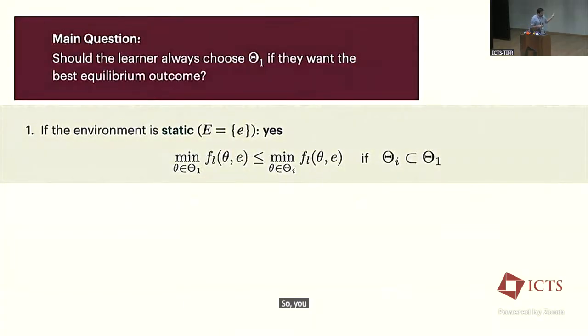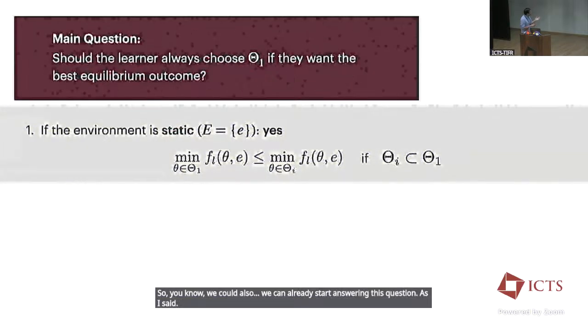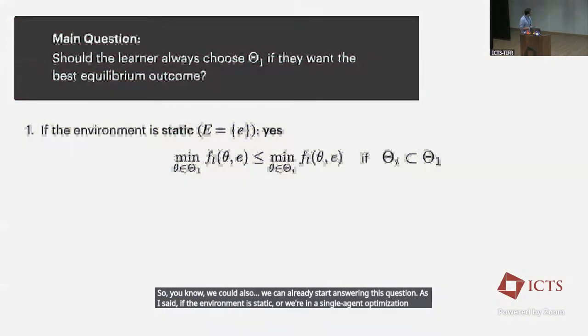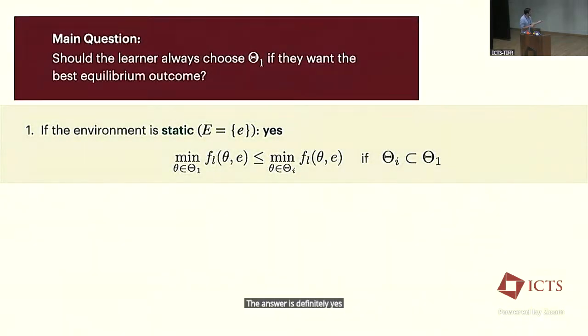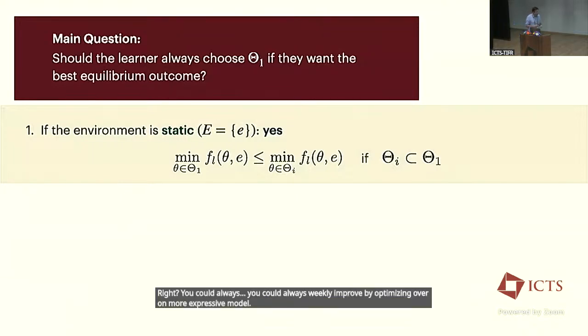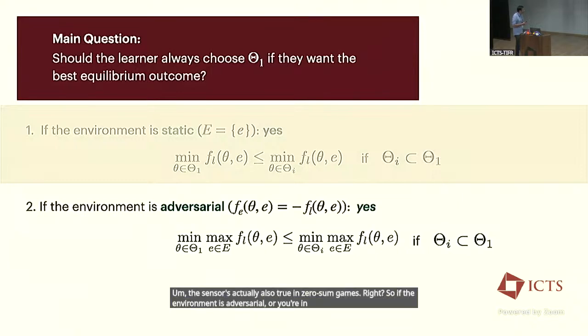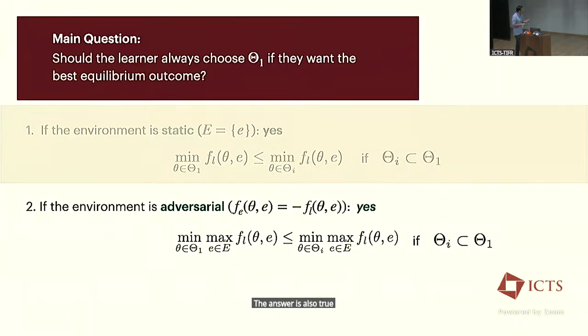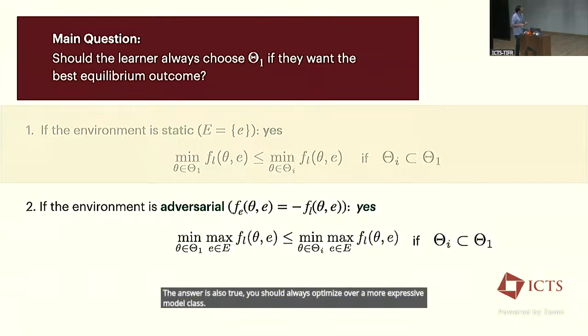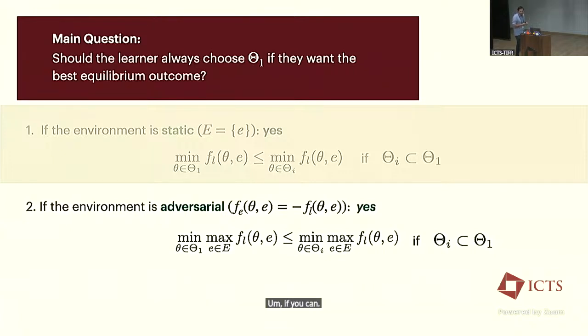So, we can already start answering this question. As I said, if the environment is static or we're in a single agent optimization problem, the answer is definitely yes, right? You should always choose the most expressive model class to optimize over, because it will never hurt you. You could always weakly improve by optimizing over a more expressive model class. This answer is actually also true in zero-sum games, right? So if the environment is adversarial or you're in a zero-sum game, the answer is also true. You should always optimize over a more expressive model class if you can, right?